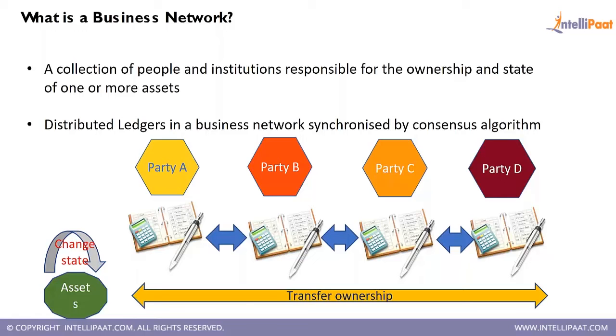Is that okay? So how does the asset state change? Let's say the asset is exchanging hands between different parties on a business network. Certainly the state of the asset is changing, because the ownership of the asset is changing. So basically, an asset which was belonging to party A, once it exchanges hands from party A to party B, now the asset ownership lies with party B. Similarly, if it reaches party C, the asset ownership lies with party C, and likewise to D.